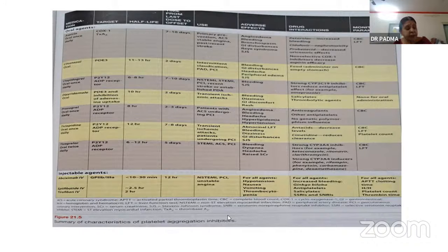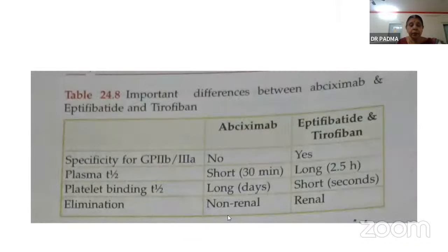So as said, all these agents do have most often bleeding as the main component, and so you have to be careful with all these agents, and you have to monitor for bleeding and ask drug history, the adverse effect as bleeding. The important differences between these two, and so why do we use these very commonly? The specificity is more for eptifibatide and tirofiban than abciximab, and abciximab is a monoclonal antibody.